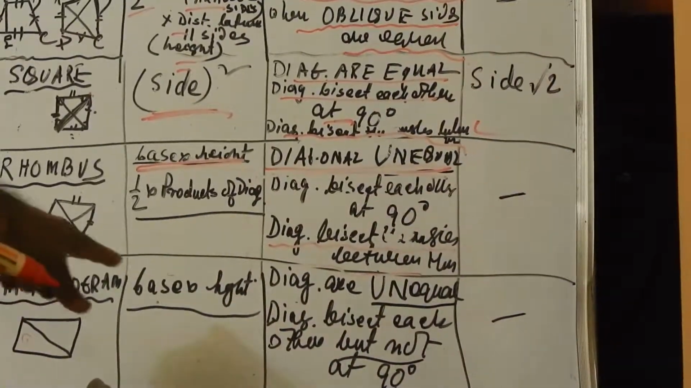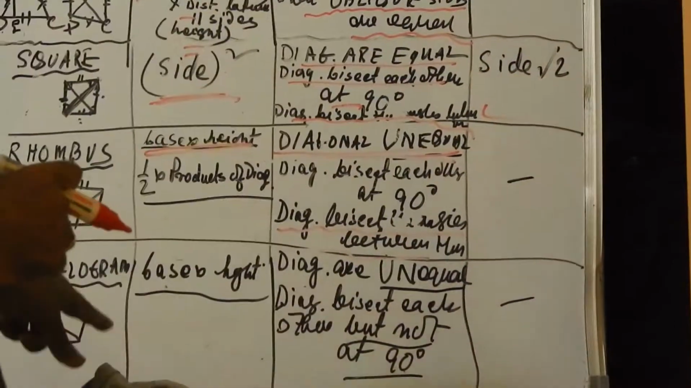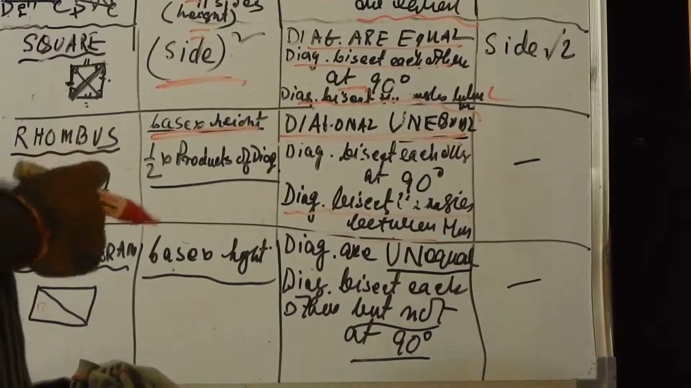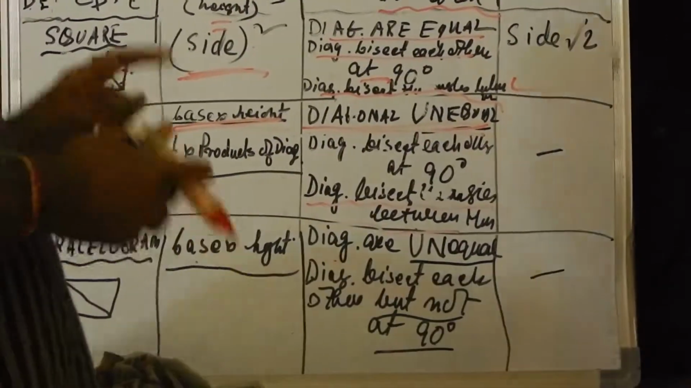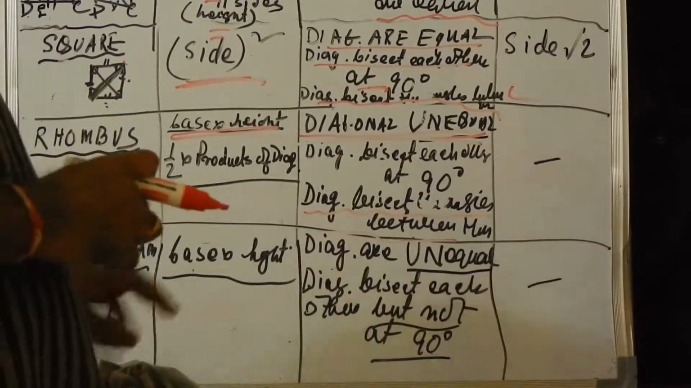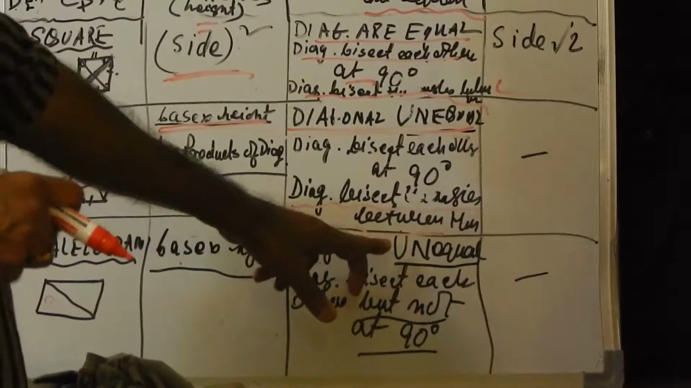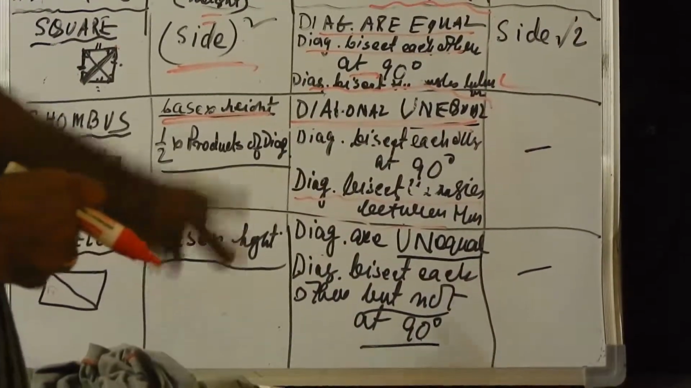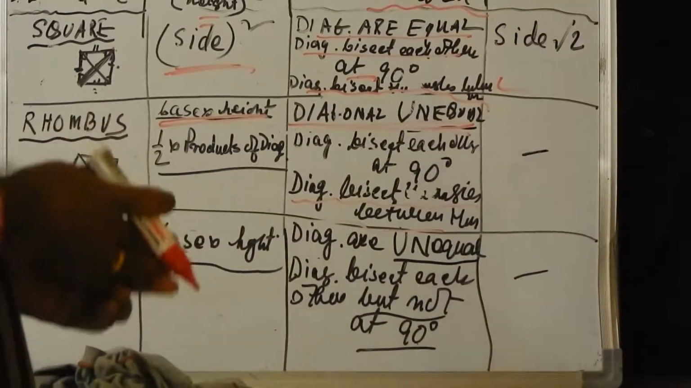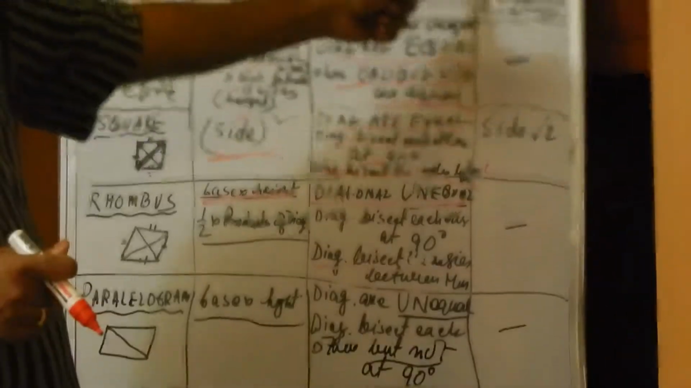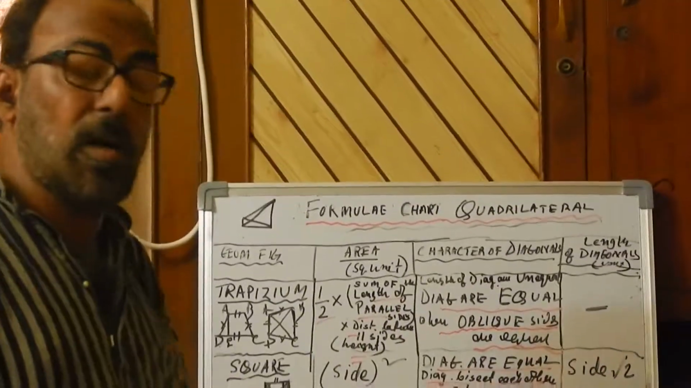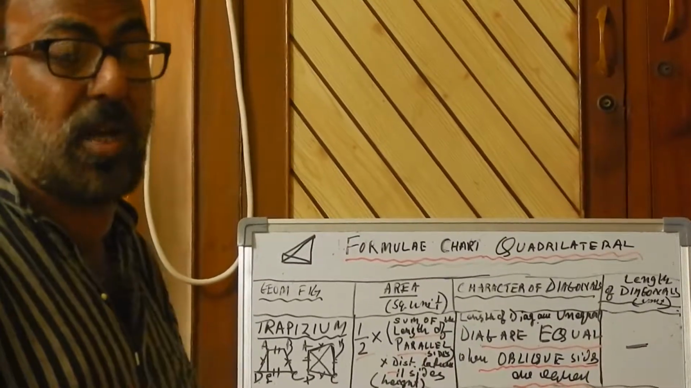And the last one is the parallelogram. Base into height is the generalized formula of area, and here also the diagonals are unequal, like a rhombus. Diagonals bisect each other, but not at 90 degrees, again like the rectangle. So that's all about the formulas of quadrilaterals. And next day, I will proceed to the critical sums and some tricky sums.